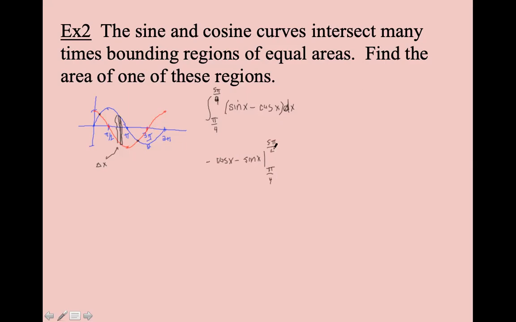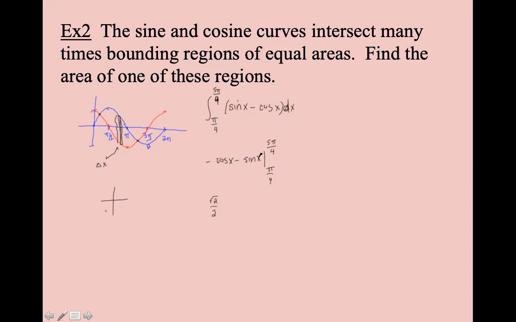All right, so first we're going to plug in 5 pi over 4. So cosine of 5 pi over 4: we're down here in quadrant 3. Cosine is negative, but now I have a negative in front of it, with the negative square root of 2 over 2. That's going to make it a positive. So we have a positive square root of 2 over 2.